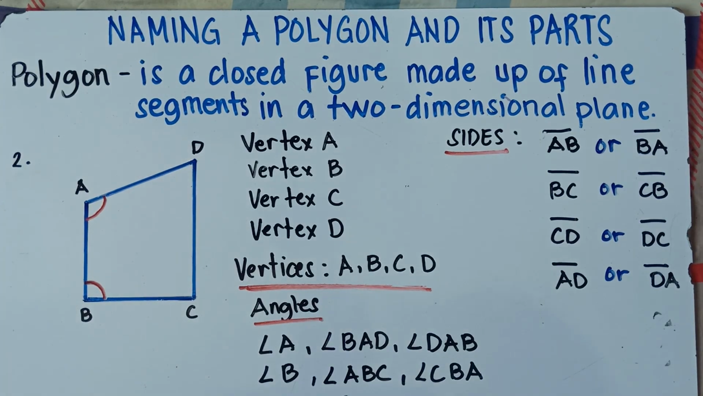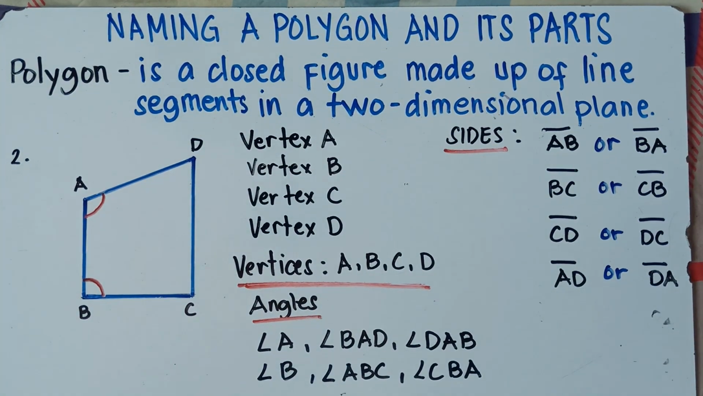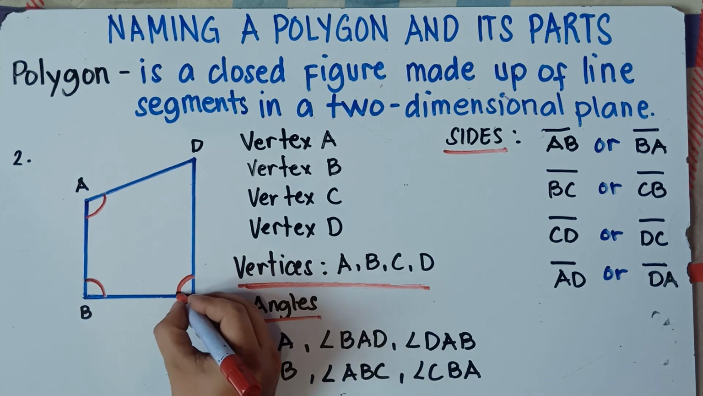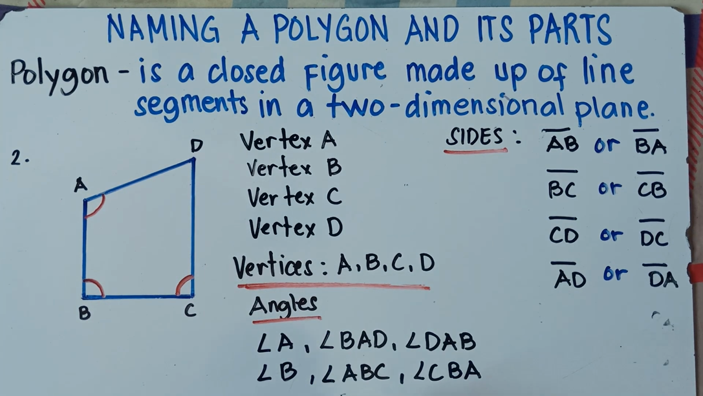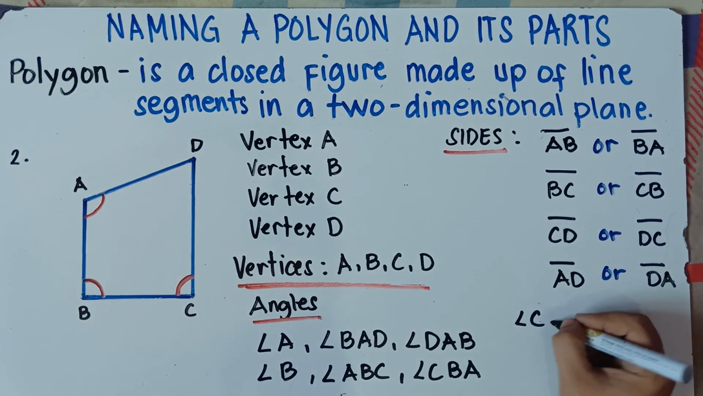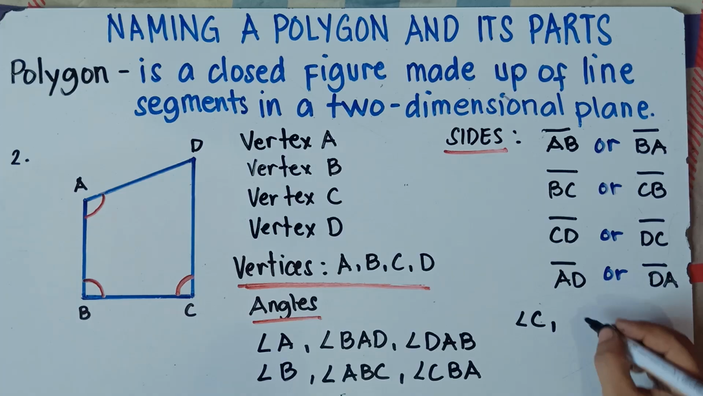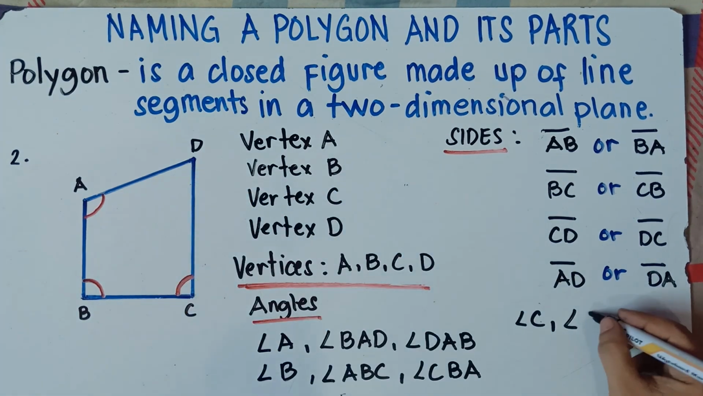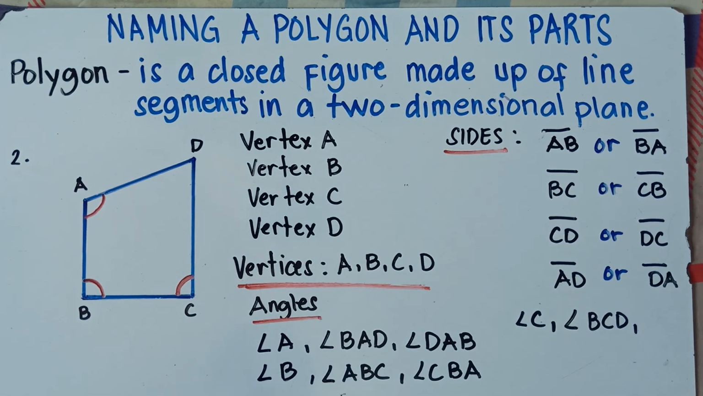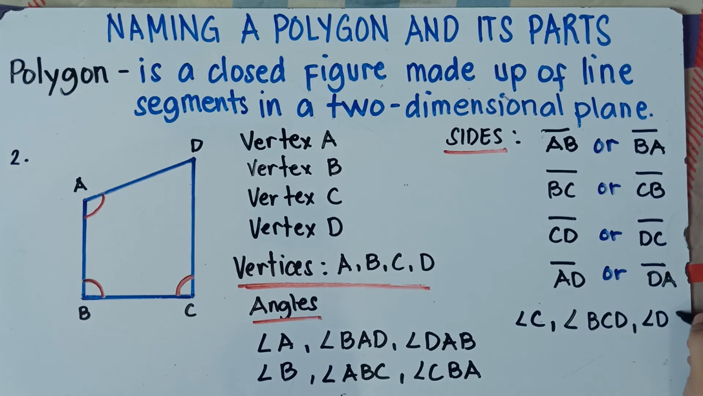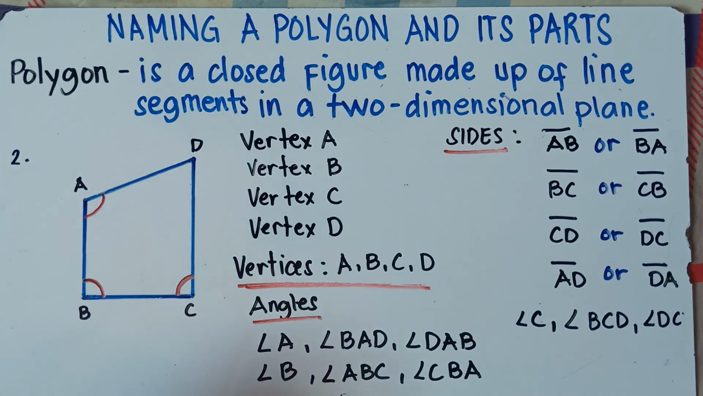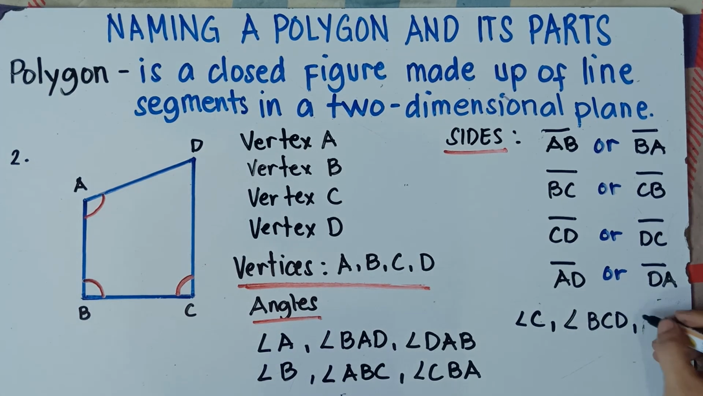Let's have the third angle. This given angle right here, angle C. Or we can read this one as angle BCD, or angle DCB. We don't have enough space, class. Angle DCB.